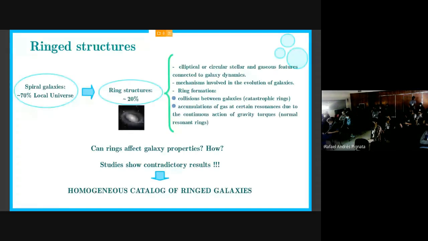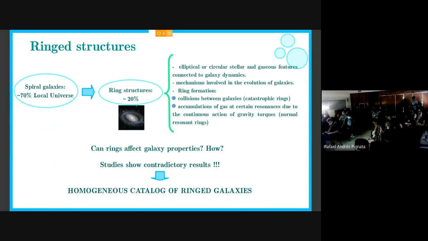About ring formation, there are different theories. For instance, collision or interaction between galaxies, which form catastrophic rings. And on the other hand, we have accumulation of stars at certain resonances due to the continuous action of the gravity torques, which form normal resonant rings.